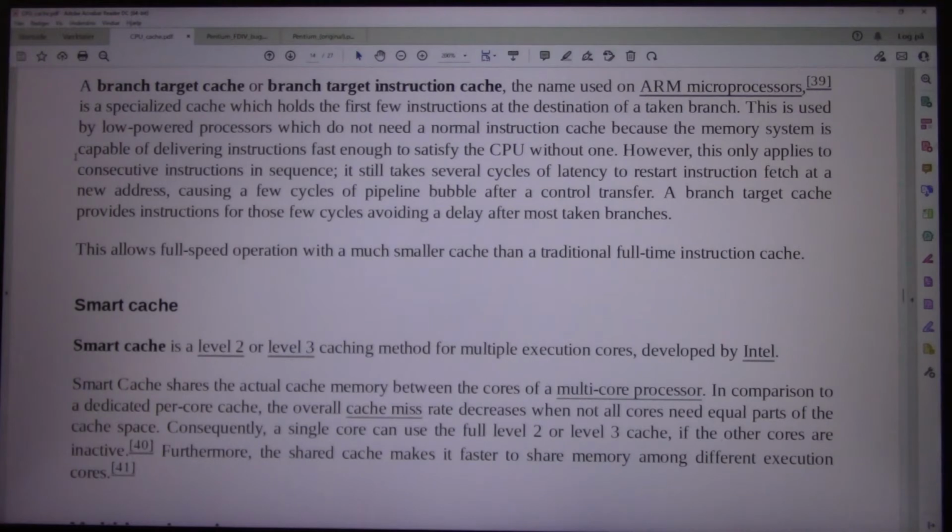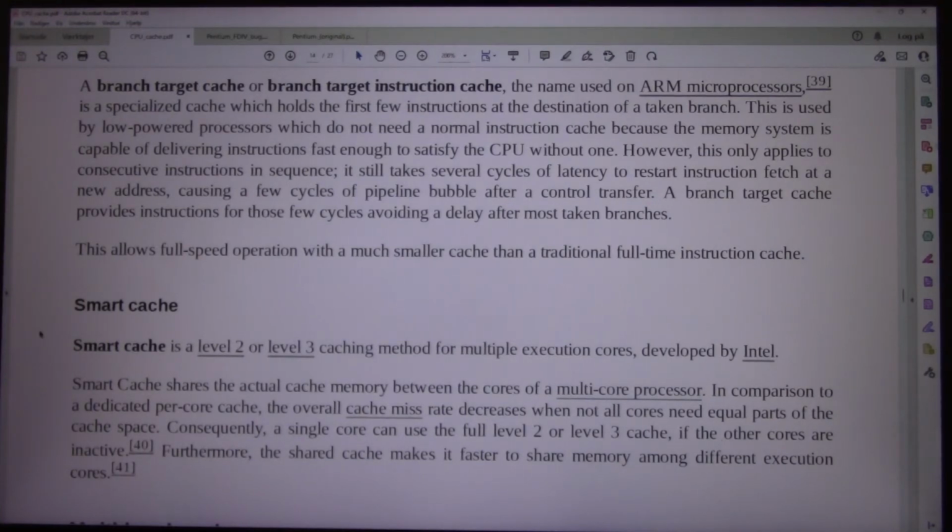However, this only applies to consecutive instructions in sequence. It still takes several cycles of latency to restart instruction fetch at a new address, causing a few cycles of pipeline bubble after a control transfer. A branch target cache provides instructions for those few cycles, avoiding a delay after most taken branches. This allows full-speed operation with a much smaller cache than a traditional full-time instruction cache.